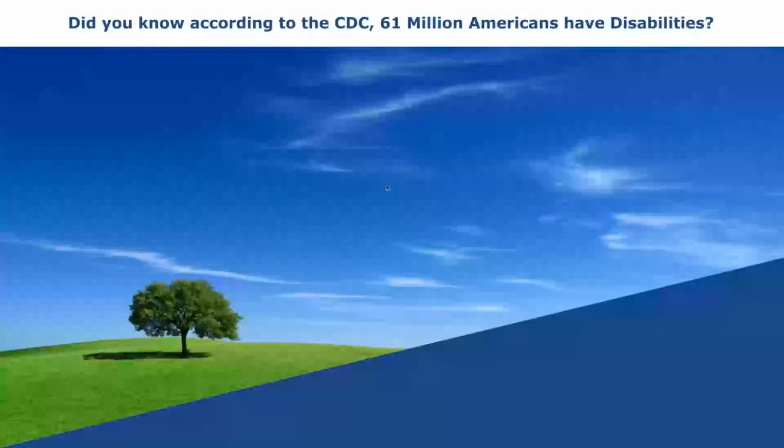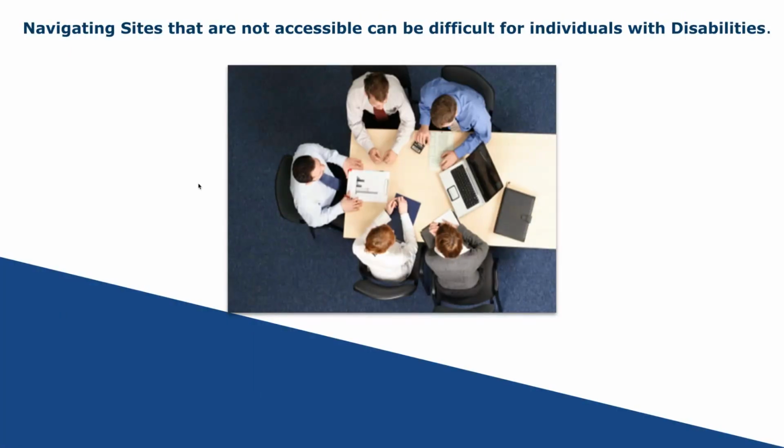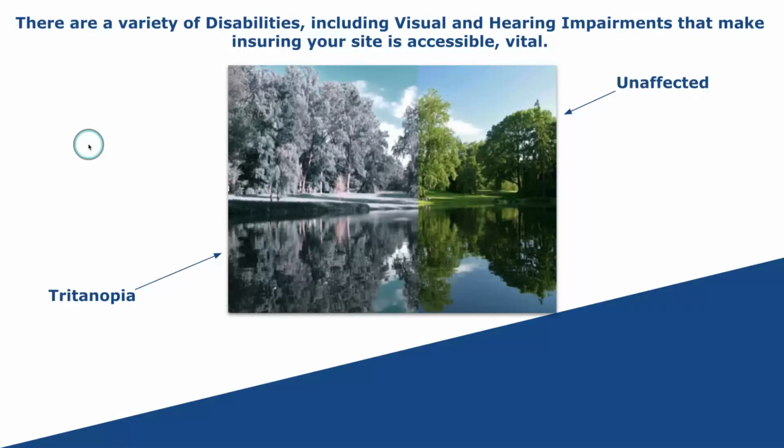Now, something important to keep in mind. Did you know that according to the CDC, 61 million Americans have disabilities? A variety of different types of disabilities can affect someone's ability to easily navigate a website, and navigating sites that are not accessible can be difficult at times. There's a variety of visual and hearing impairments that can make ensuring your site is accessible vital. And we actually see an example of that right here.